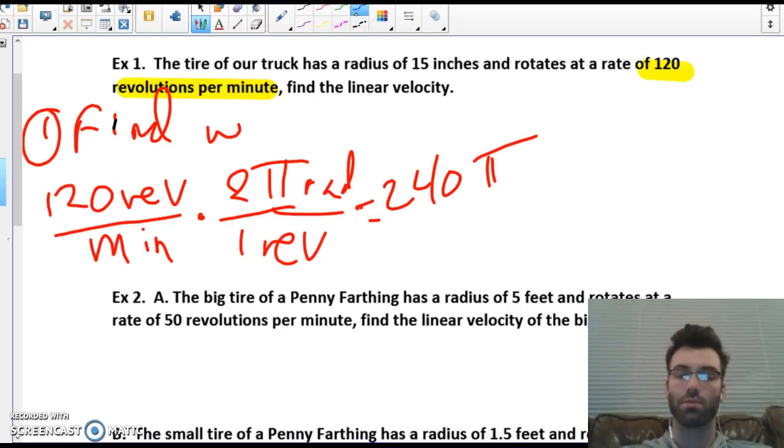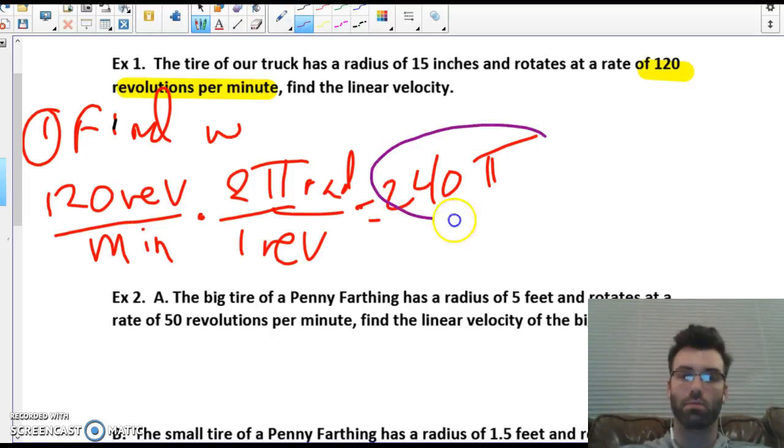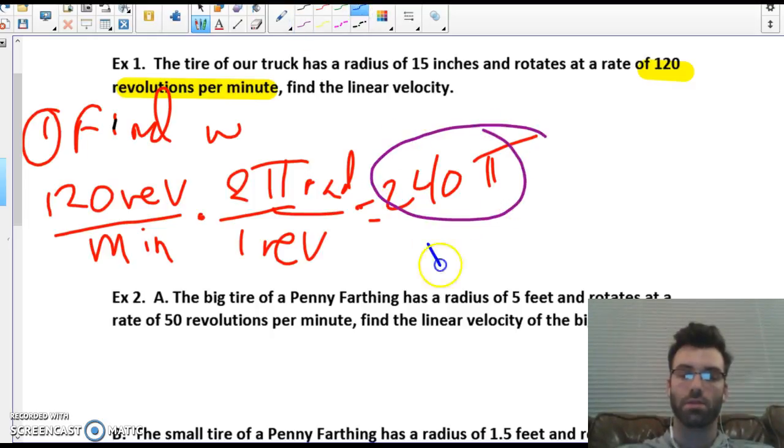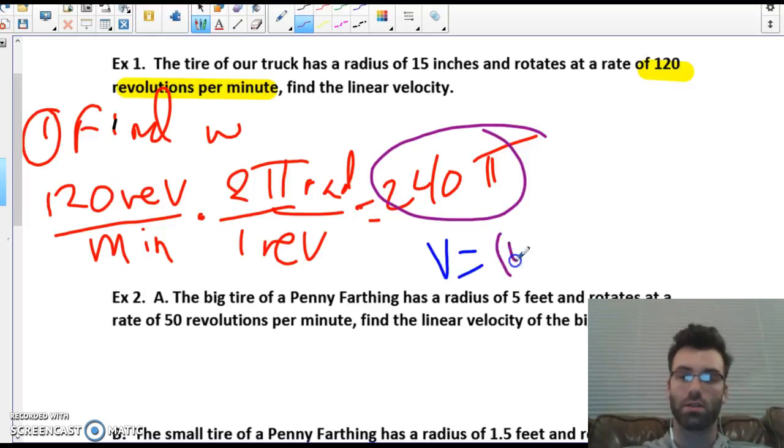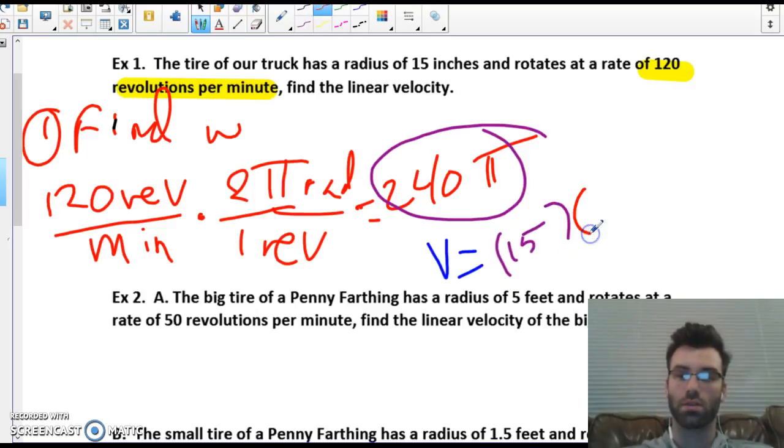We're adding an extra step. We're taking this 240 here. Okay, we're taking that 240 and we're multiplying it by our radius. So V equals our radius, which is 15 inches, times our W, which is 240 pi.